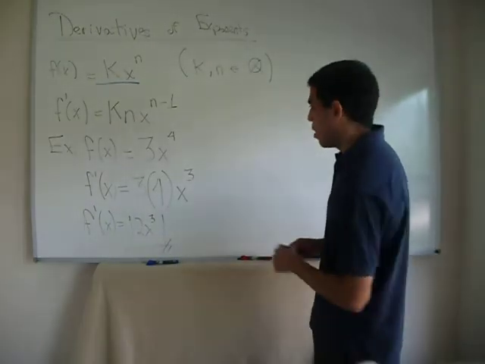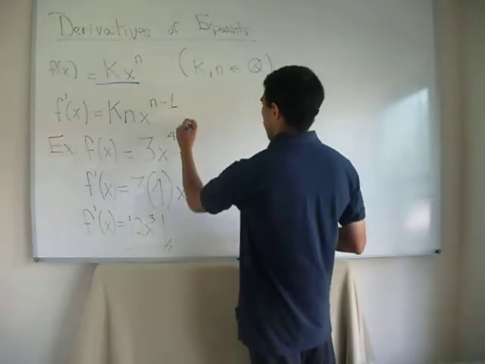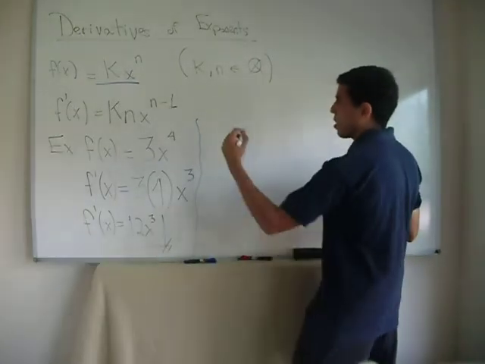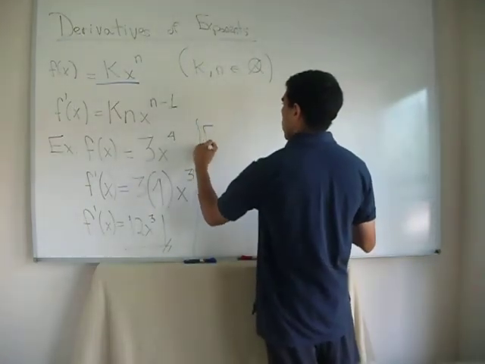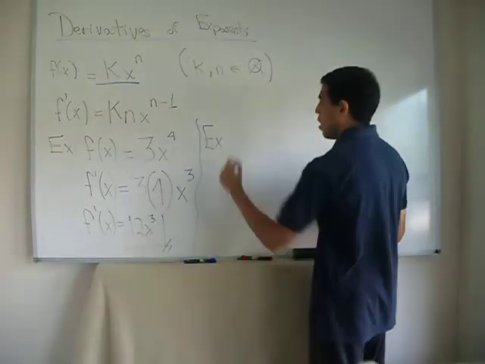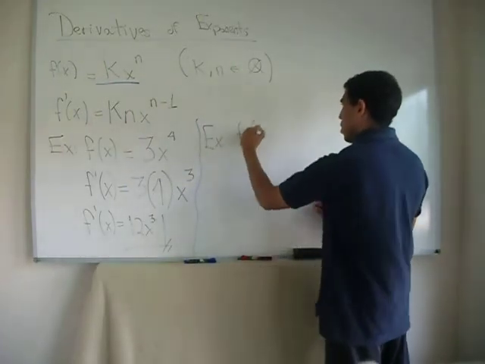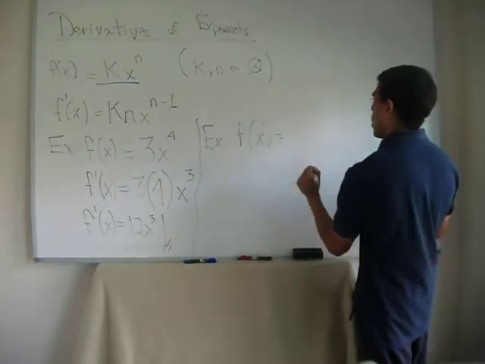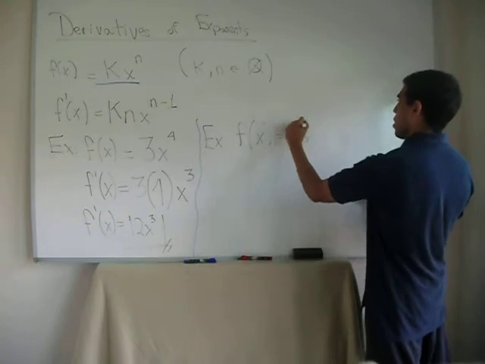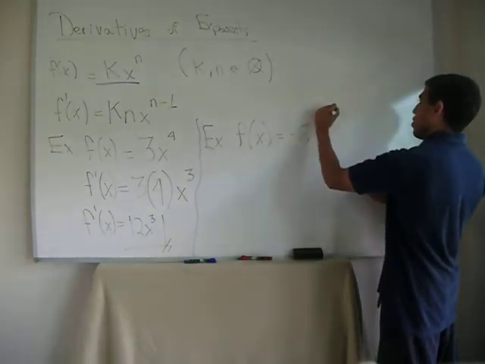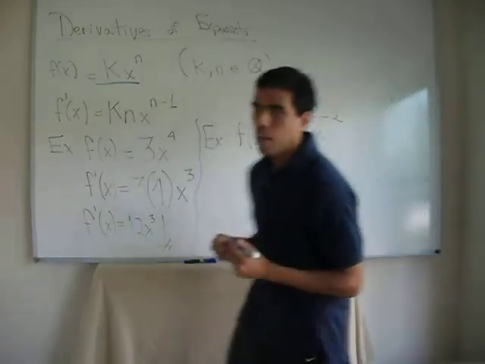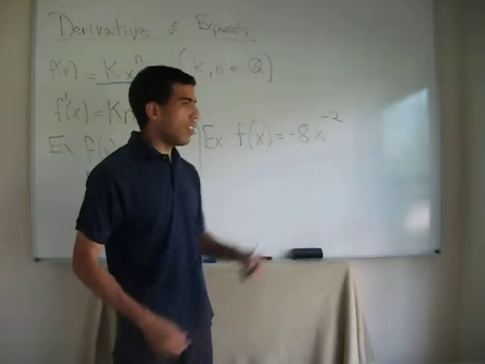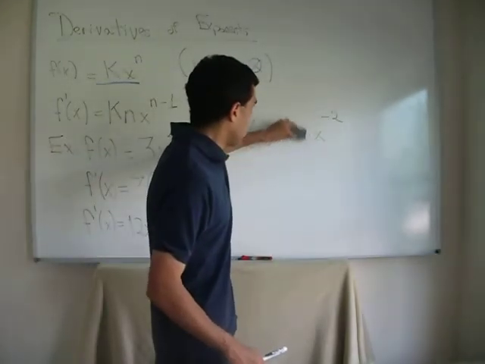Let's do another example, a little bit trickier. But don't worry, there won't be anything to be afraid of. Second example. Let's suppose we have something like f of x equals minus 8x to the power of minus 2. Let's write the 8 a little bit bigger. I think I did it a little bit small.